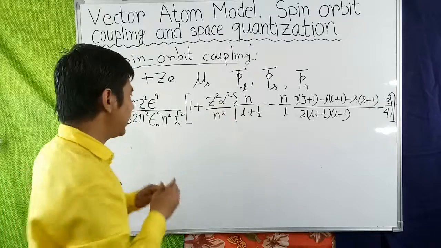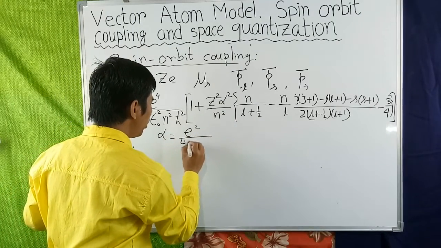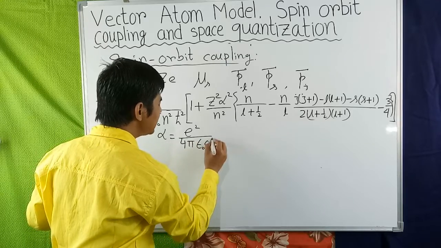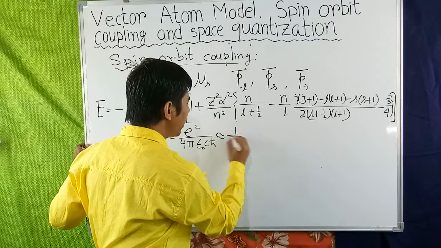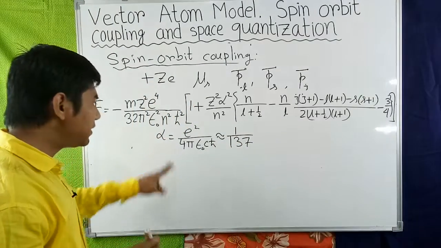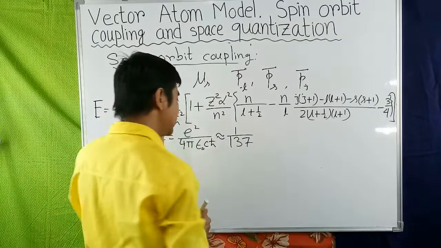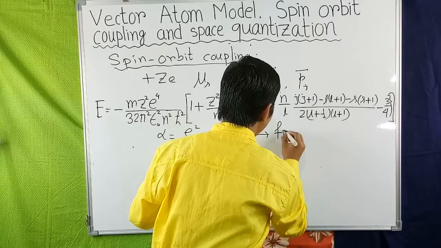Here alpha equals e square by 4 pi epsilon 0 c h cut, and its value is approximately 1 divided by 137. Alpha is called the fine structure constant.